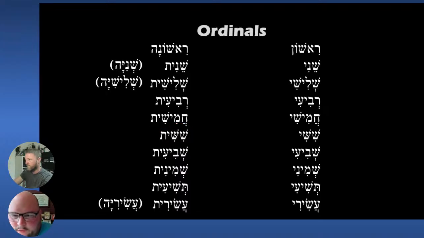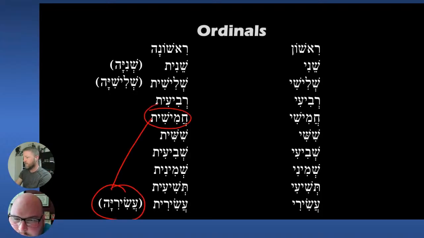What about 12 packs? Chavila shel 12. Chavila, a packet. Chavila shel 12. Okay. 12 is 12. Asiriya and Chamishiya are also coins. A 5 shekel coin is called a Chamishiya, and a 10 shekel coin is called Asiriya.